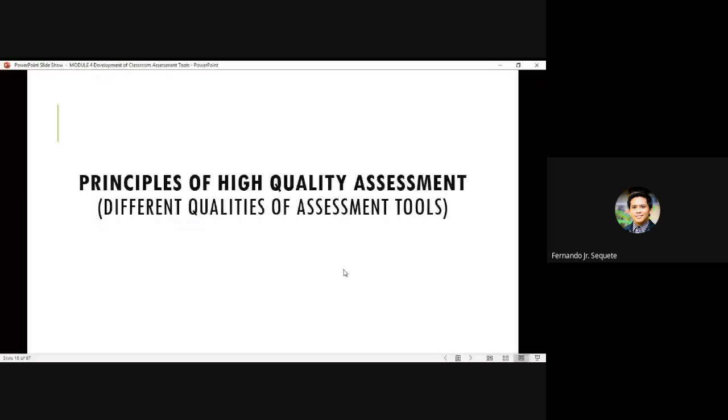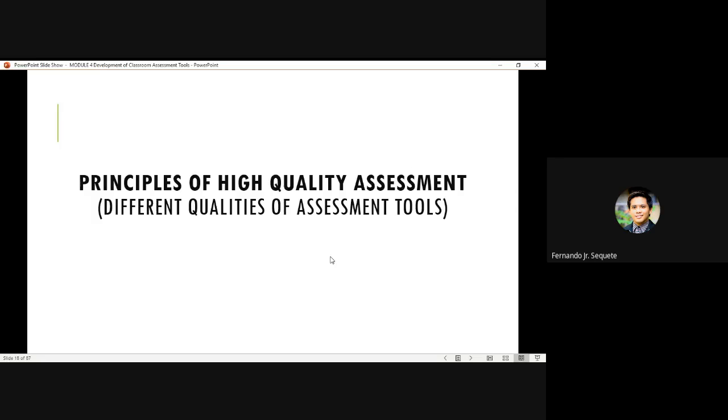Okay, so let's go back to the principles of high quality assessment again. We already know that the concept of assessment is very crucial when it comes to the teaching learning process. We already know the importance and the essentiality of assessment to a particular class. It is because we really have to assess, not evaluate, the learnings of our students, so that we can actually assess ourselves also as a teacher.